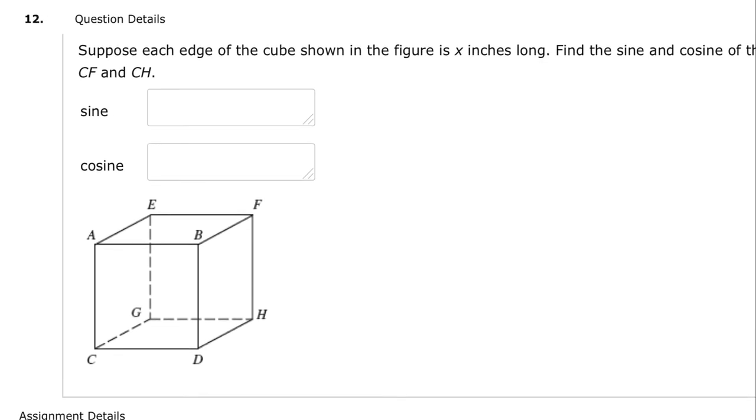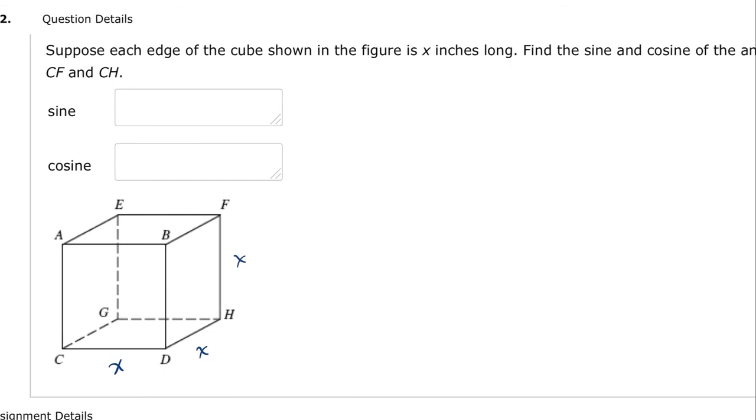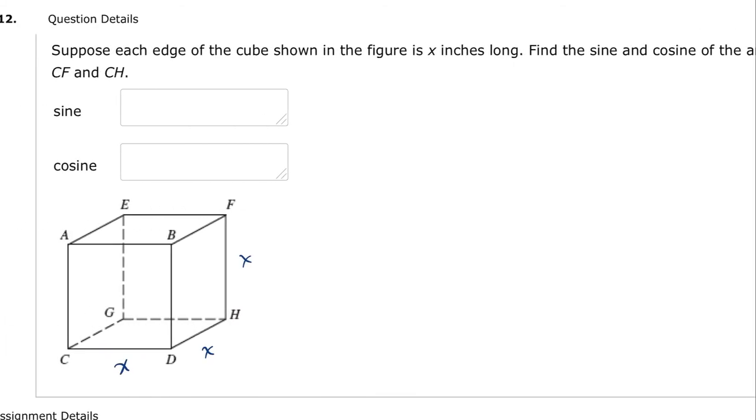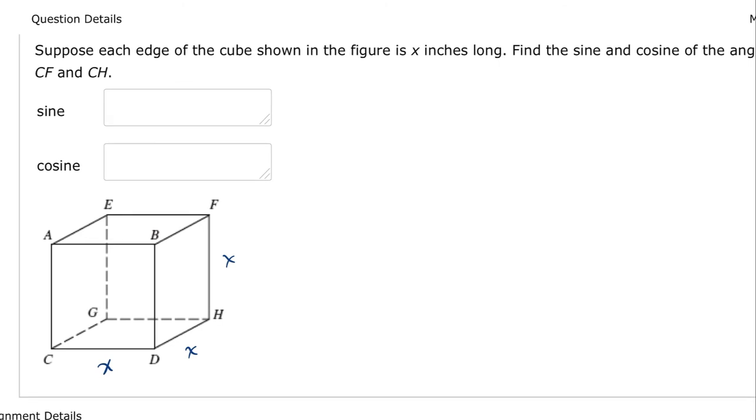For the last problem, they want us to find, suppose each edge of the cube in the figure is x, so that means that this is x, x, x. Everything is x because this is a cube. Find the sine and the cosine of the angle formed by the diagonals CF, which is here, one that goes from one corner to the opposite corner, and then CH, which is the diagonal on the bottom of the cube. So we have this right triangle here, and you also have this right triangle here. Let's focus on the one that's flat on the ground.